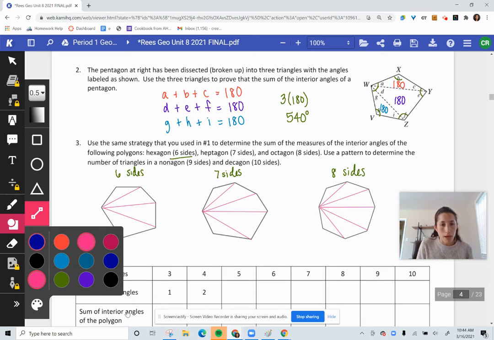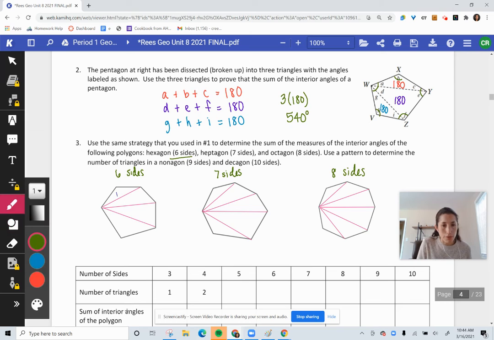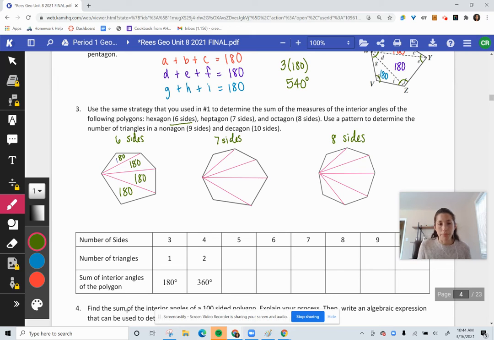Okay, and then what we have here is you now need to figure out, well, how many degrees in total? Well, if there's 6 sides, I've got 180 degrees for each of these triangles, 180, 180, 180. So essentially, to find the sum of the degrees, I would do 180 times 4, okay? Our pentagon, we said we had 3 triangles, that was 540 degrees. Our 6-sided shape, we had 4 triangles in that shape. And so I would do 4 times 180. That should be 720.